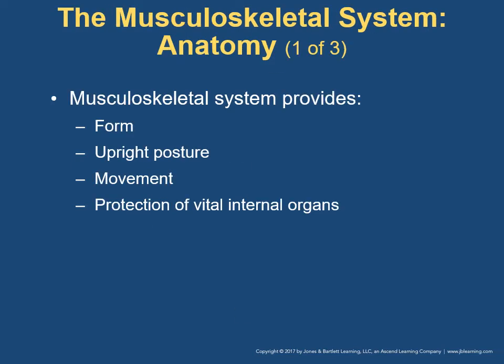Similar to that, you have the musculoskeletal system. This is just adding muscles in with the bones. And this is the anatomy of that. So the musculoskeletal system provides form, upright posture, movement, and protects vital internal organs.